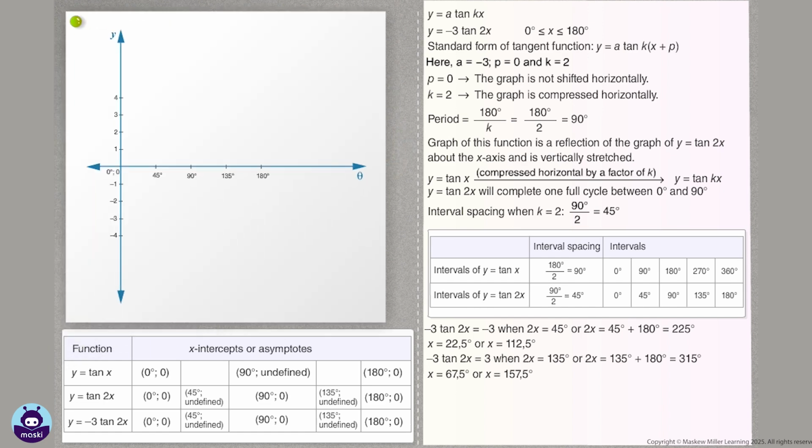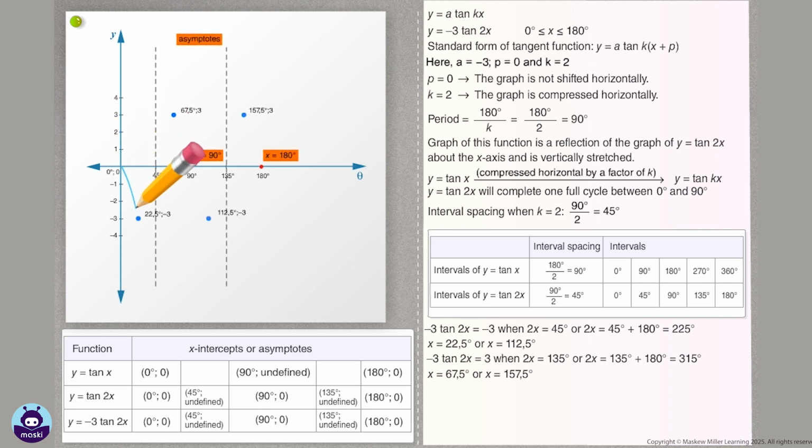We now have the critical points that we need to sketch the graph. We first mark the critical points on the graph. Now, we can draw a smooth curve through the points, carefully noting that the graph of the tangent function cannot pass through the asymptotes. This gives the sketch graph of the function y equals -3 tan 2x. We can also mention the domain and range on the sketch.